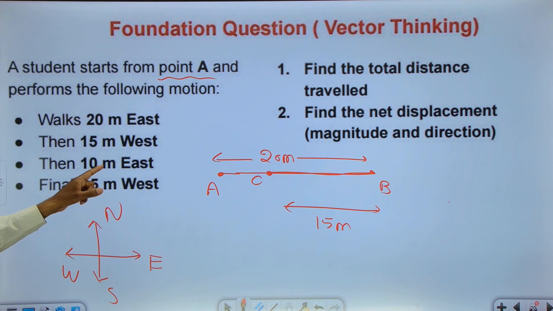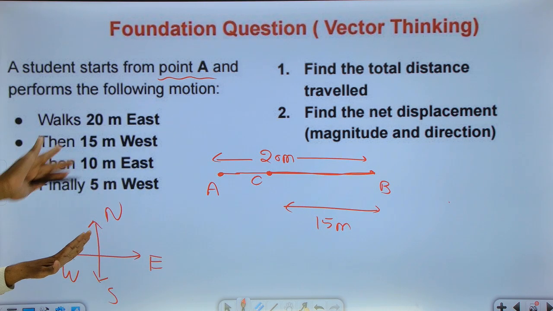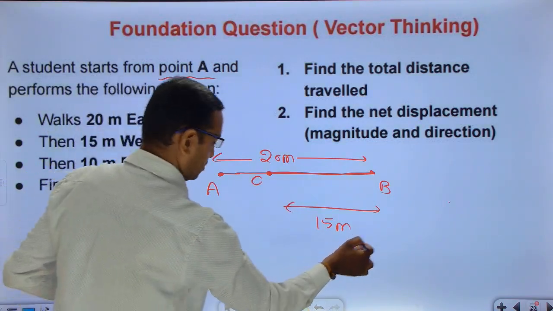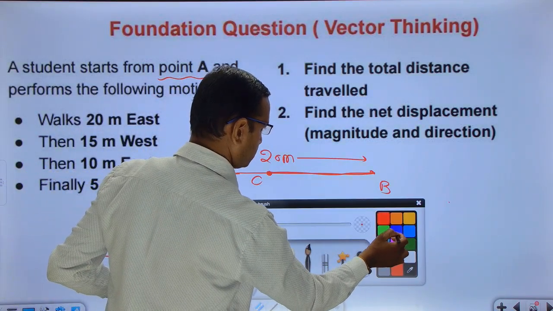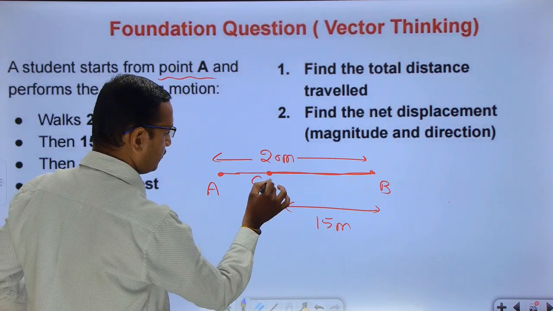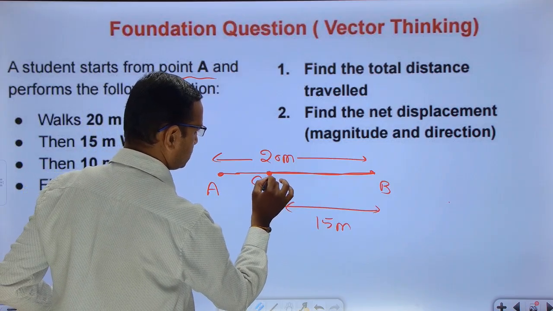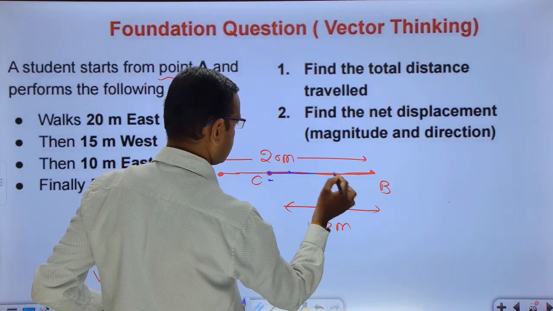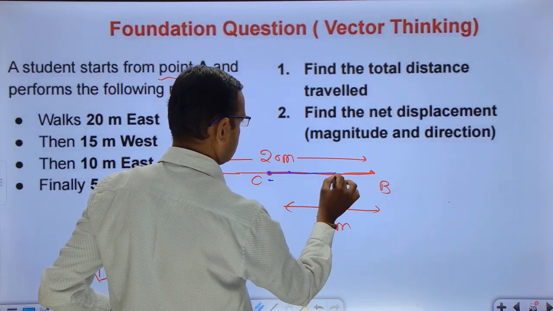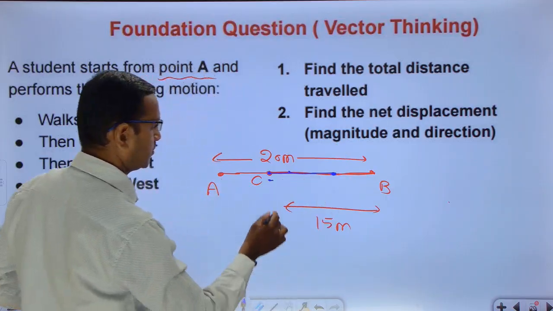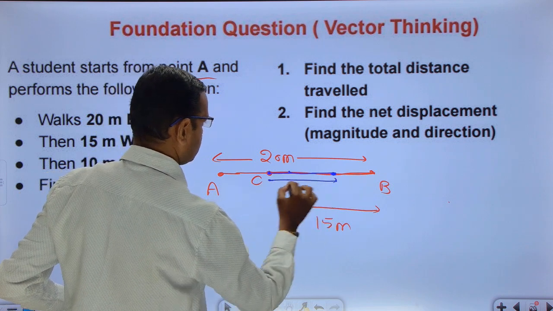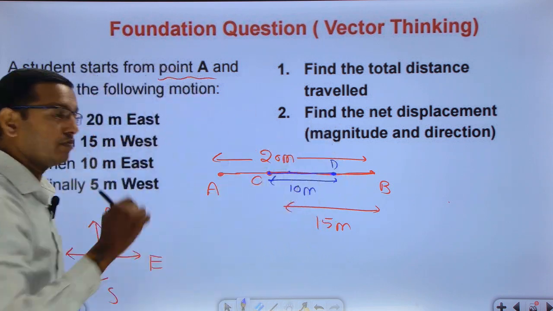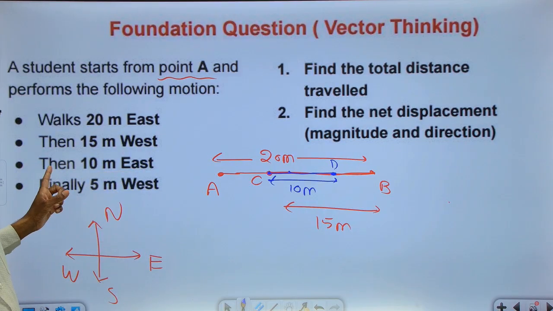Now then 10 meters again east. From here again he is moving east. I'll just highlight with a different color. From here again he is moving eastwards, 10 meters, somewhere here. So this is 10 meters. This point I'll call point D. So now the person is exactly at point D.